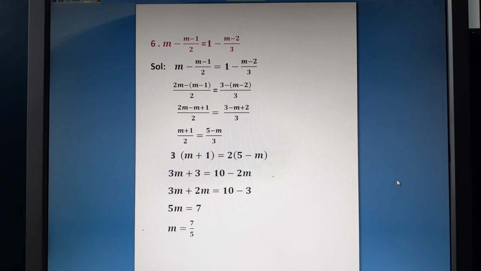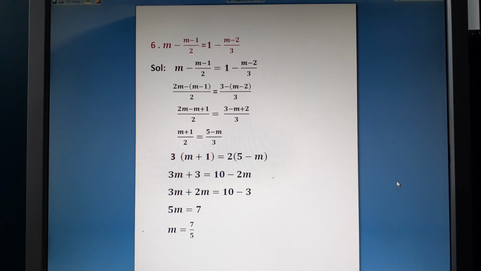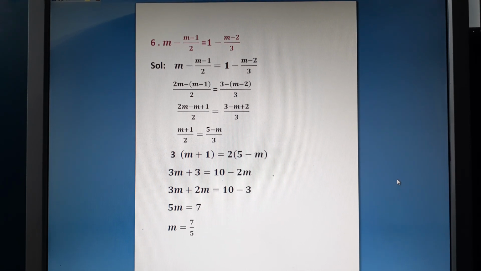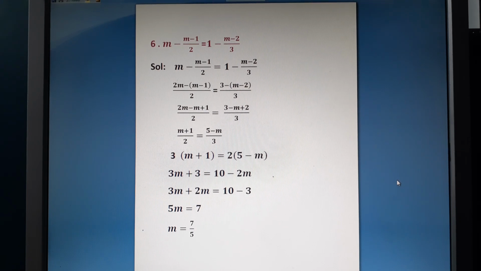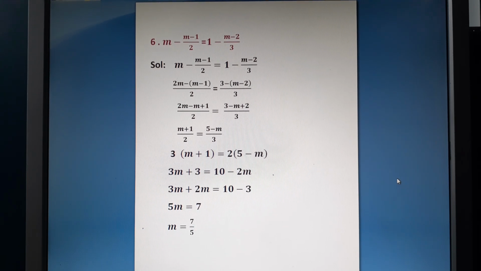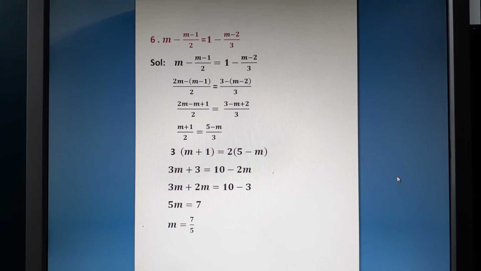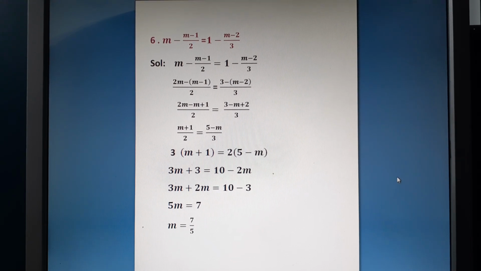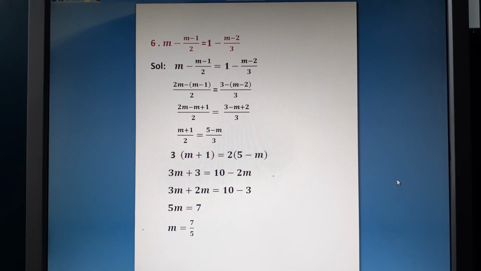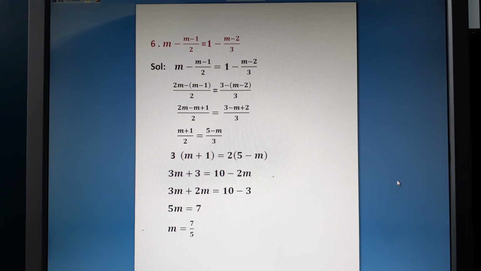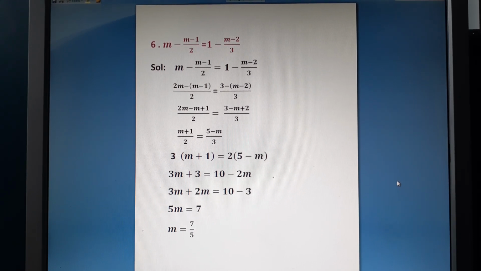(2m − m − into − 1, plus 1)/2 = (3 − m − into − 2, plus 2)/3. 2m minus m is m. So (m + 1)/2 = 5, since 3 plus 2 is 5, (5 − m)/3.